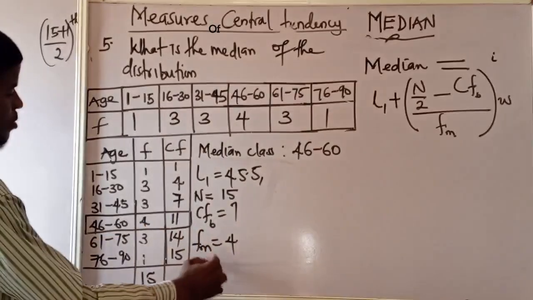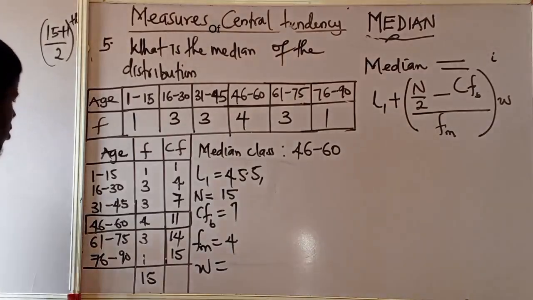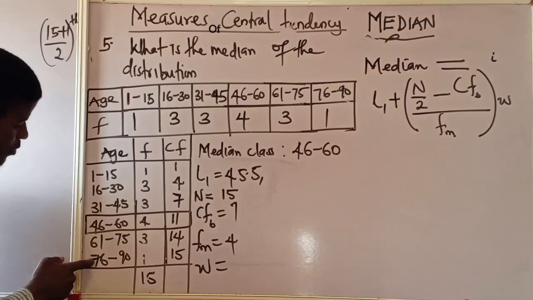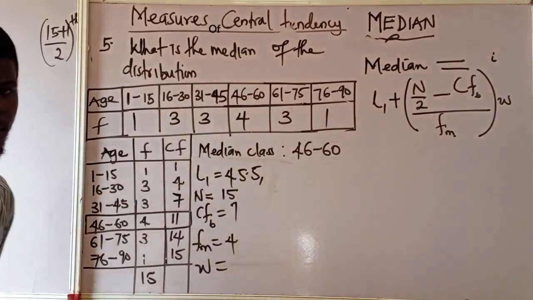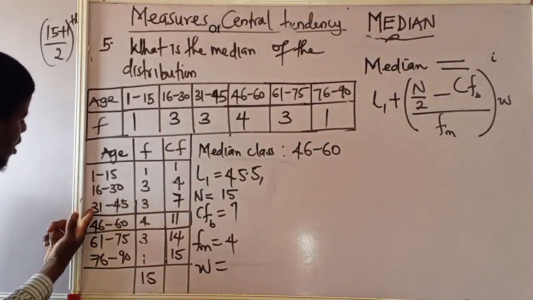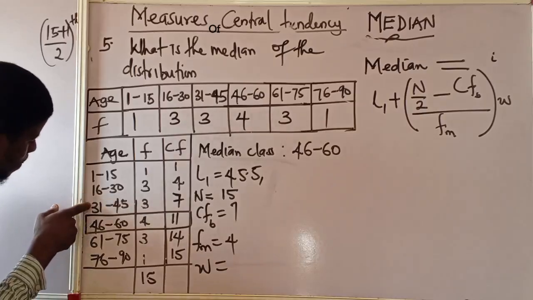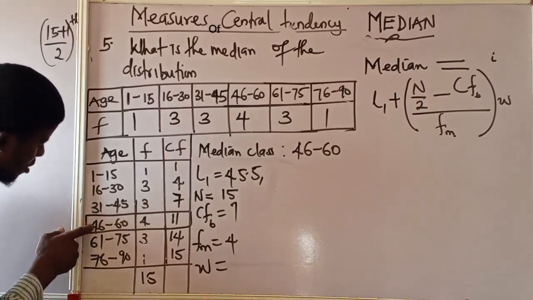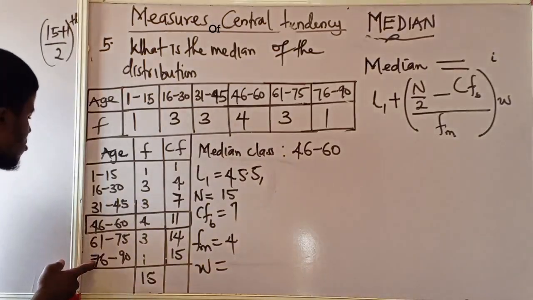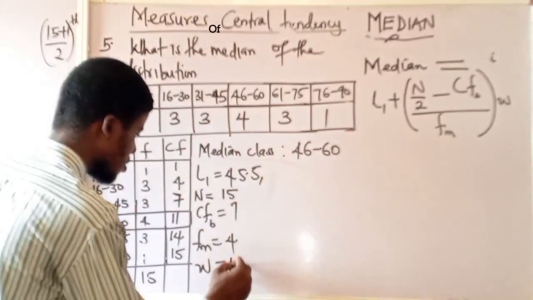And what's the class width? This is how to determine the class width. Look at all these lower limits: 1, 16, 31, 46, 61, 76. There is a common difference between them, and that's 15. 16 minus 1 is 15. 31 minus 16 is 15. 46 minus 31 is 15. 61 minus 46 is also 15. Then 76 minus 61 is 15, and that's the class size.